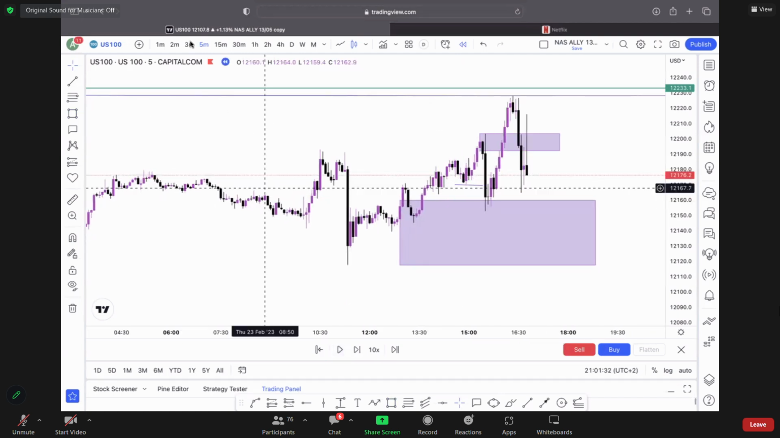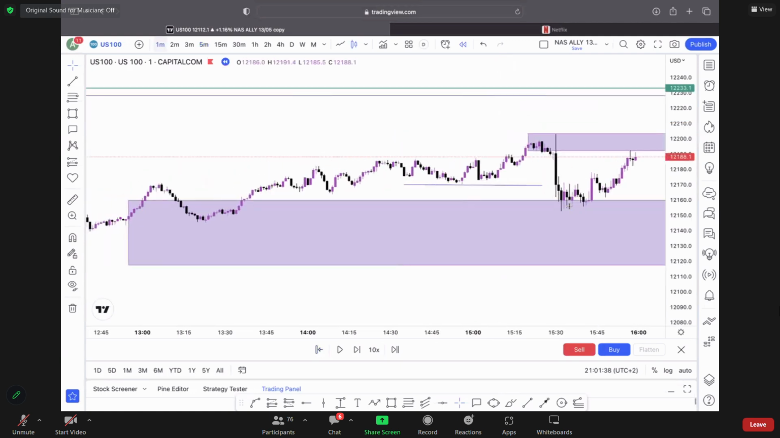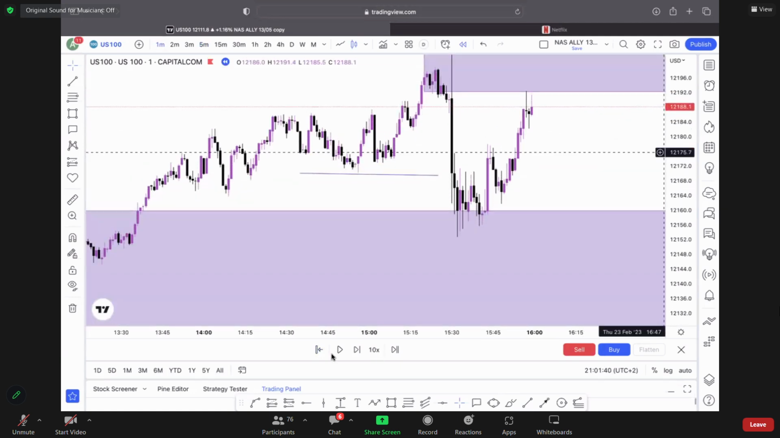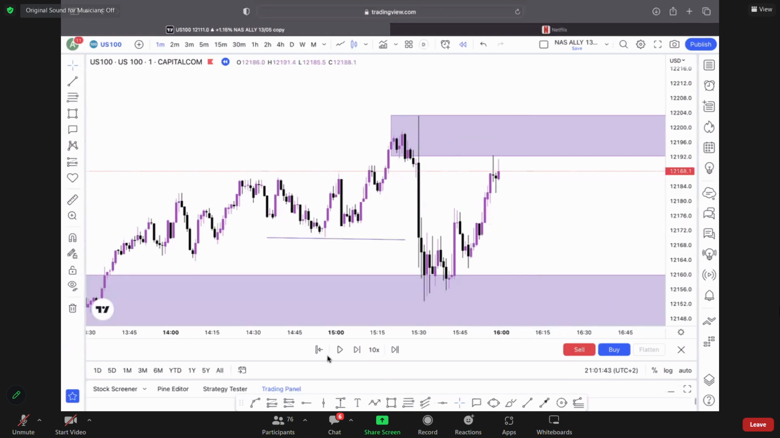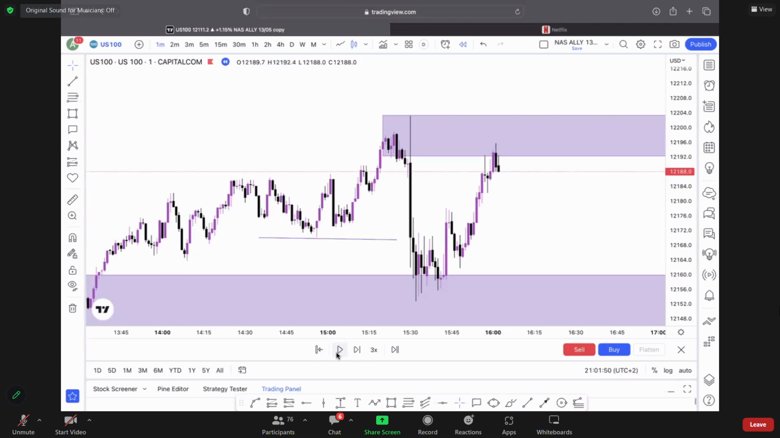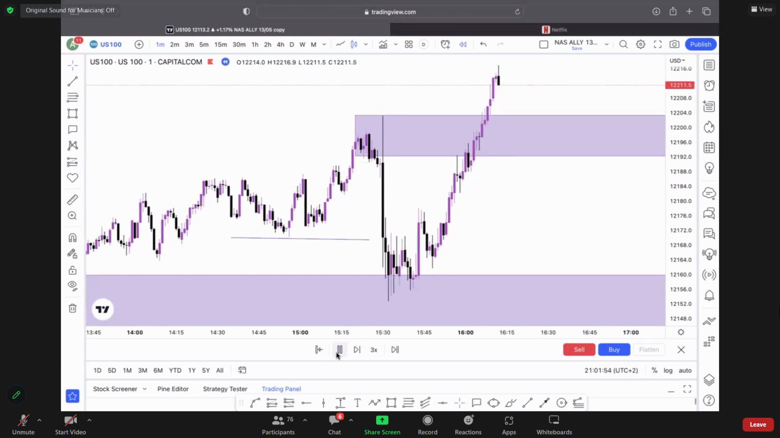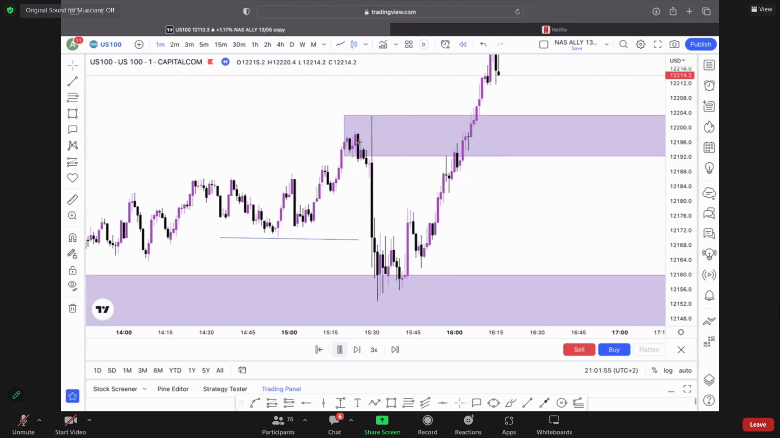Okay, let me go to a smaller time frame just so you can see. Look how it induces the sellers. Sellers are in. Let's make this a bit slower. Sellers are in. Sellers are in. And then sellers get taken out. You guys with me?